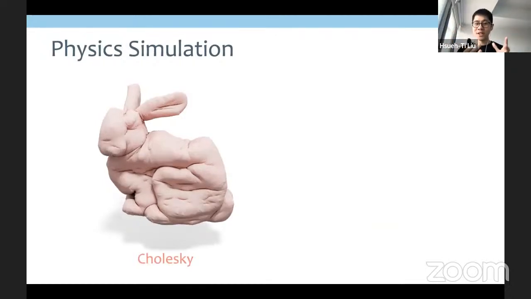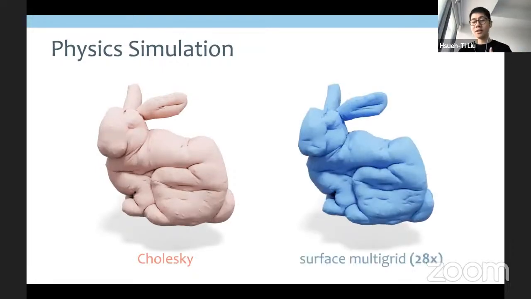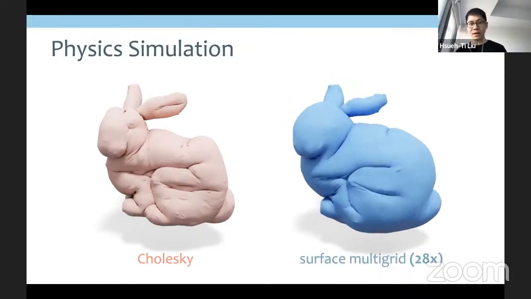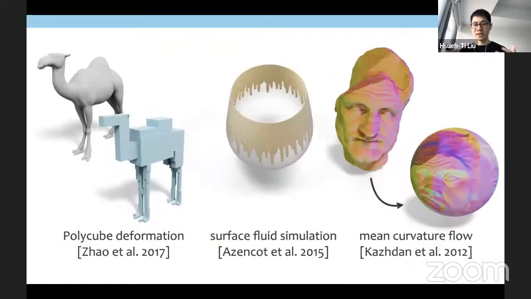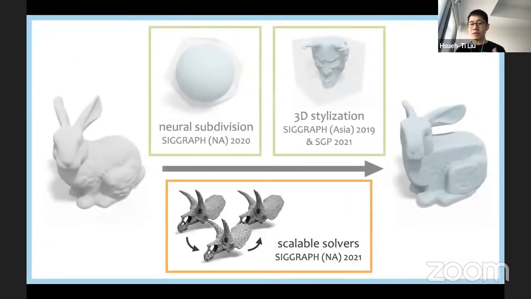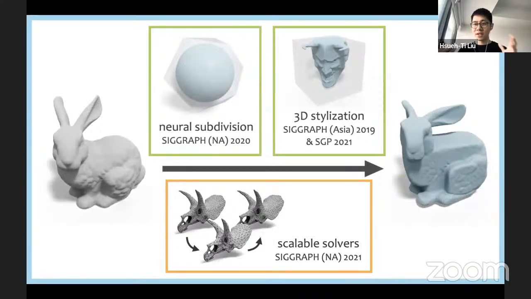On the left, you're seeing a balloon simulation using Cholesky, which is slow, but by simply replacing that with our multi-grid, we can make it 28 times faster. The story is the same for other applications. For these applications, we can now make them faster by replacing the solver with our multi-grid method. The amount of speedup depends on the resolution of the shape. If it is a high resolution shape, then the speedup is bigger.